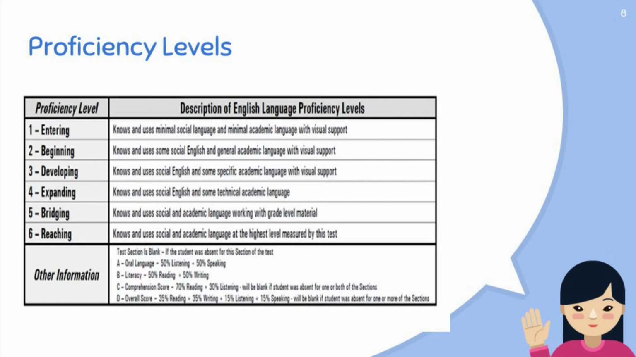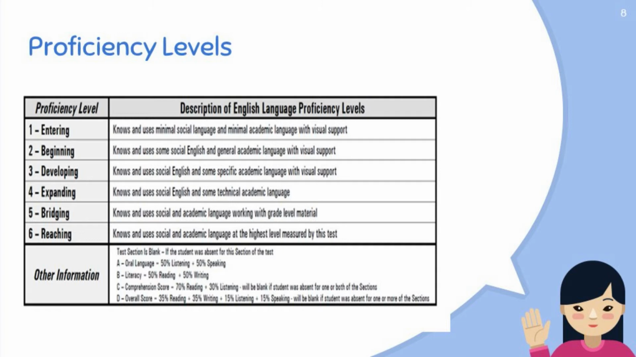Once a student reaches a level 5, they no longer will take the WIDA assessment in the spring. Instead, for 2 years, we will monitor their progress to make sure they're still showing success at school. Then they will exit the ELL program.